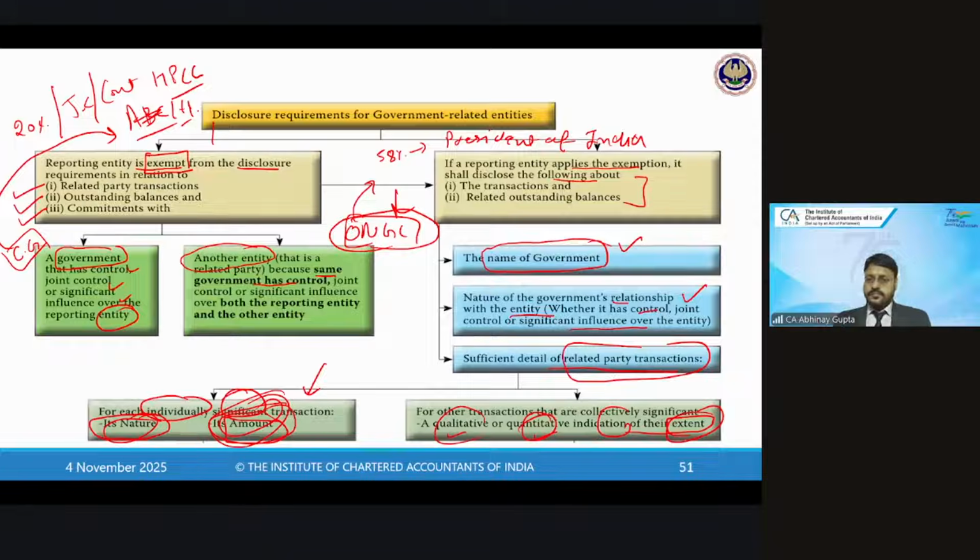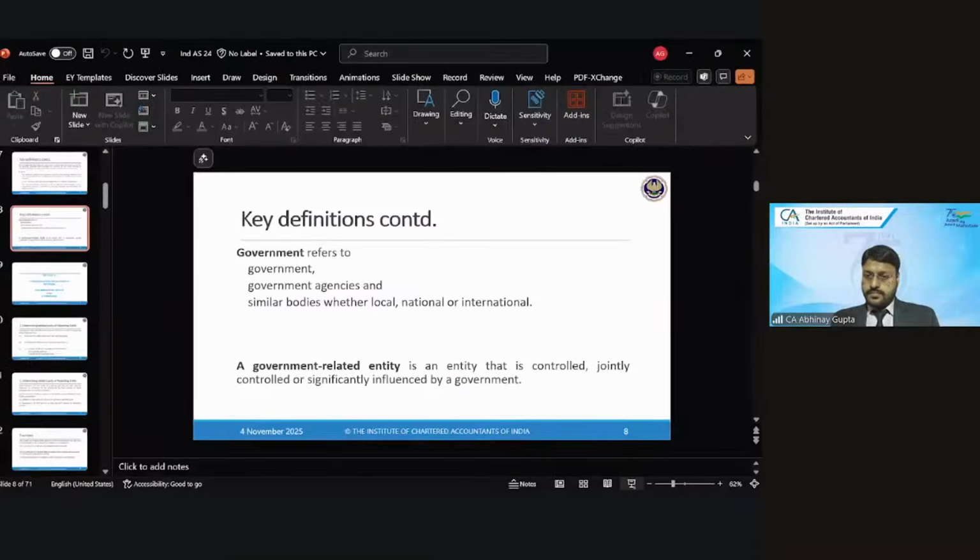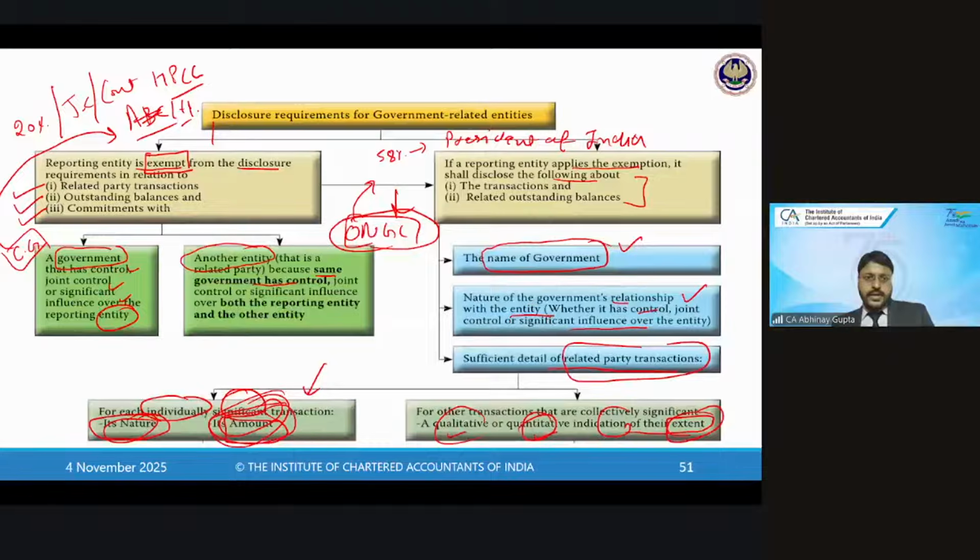I think it is mandatory, sir. It is optional. So the reporting entity is exempt from disclosures, right? But if somebody doesn't want to claim exemption, then it can continue with the regular disclosure. So this is optional, right? If somebody wants to claim, they can claim. If somebody doesn't want to claim, go and do the regular disclosures, right?